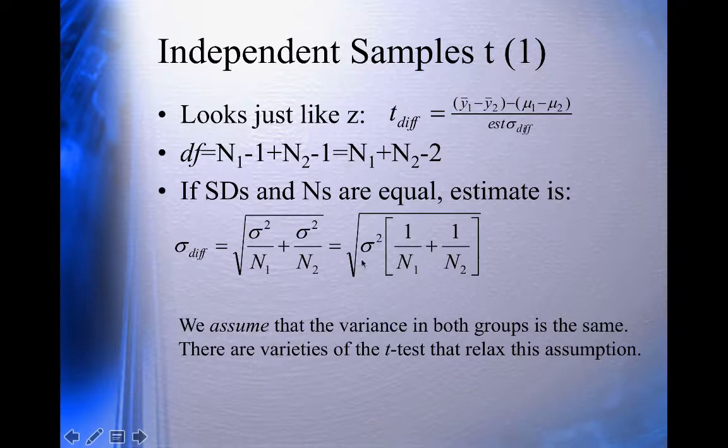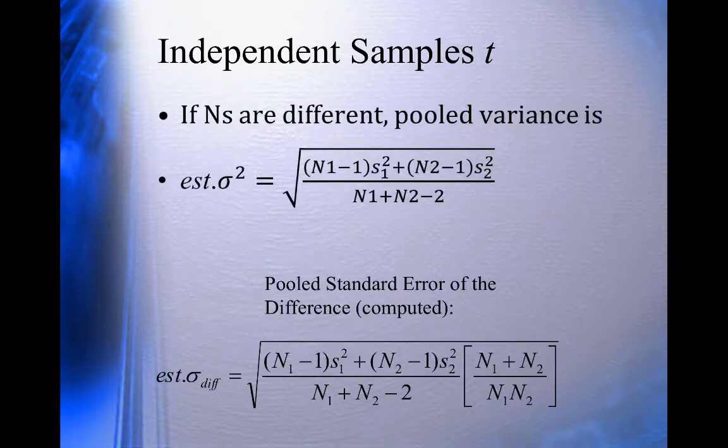So here we're having to assume that the variance in both groups is the same, and there are varieties of the t-test that don't assume that, and you can use them. They're a little bit more conservative. But for the presentation, we're going to assume that they're the same. Okay, so the pooled variance, which we're assuming the variance is the same, and we've got two different groups that we use to estimate that.